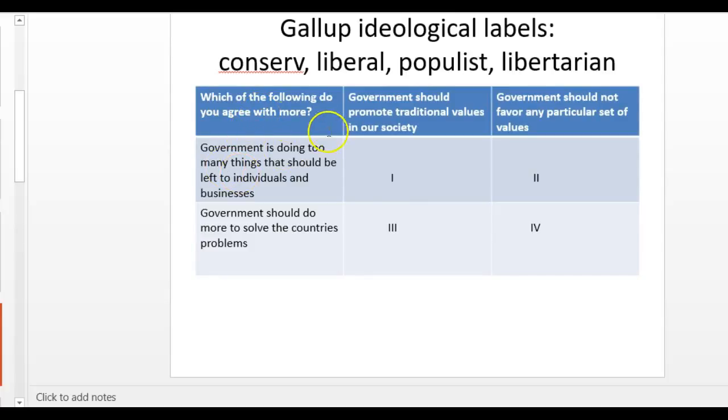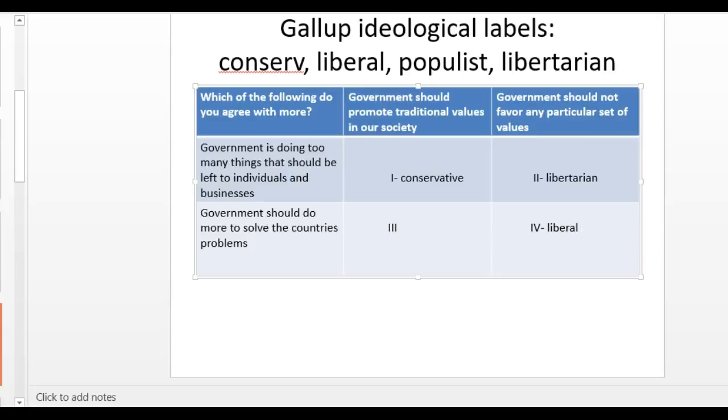One would be asked these 2 questions. First, which do you agree with more, this or this? Which do you agree with more, this or this? Then, based on their combination of answers, they would be placed in one of these little quadrants. Your task is going to be to know which label goes in which quadrant. The type of ideology that says government is doing too many things that should be left to individuals and businesses, and also that government should promote traditional values in our society, like sticking with traditional marriage or holding the line against new forms of gender identity, we would call conservative. People who combine the idea that government is doing too many things that should be left to individuals and businesses with the idea that government shouldn't favor any particular set of values, this is what we would refer to as libertarian.